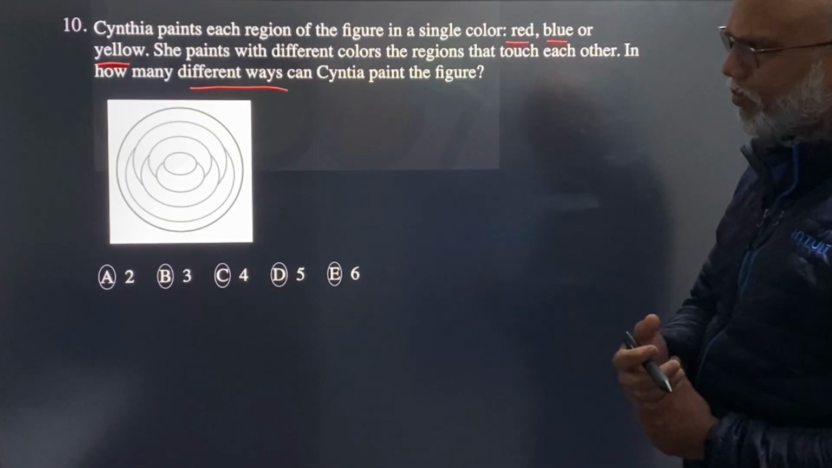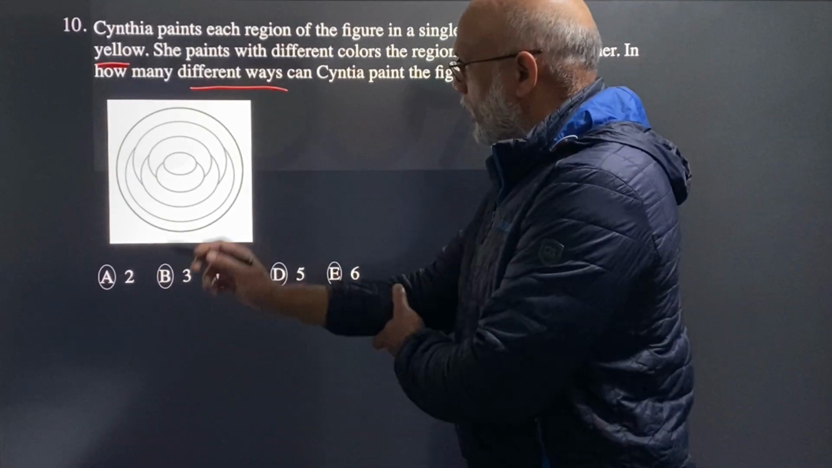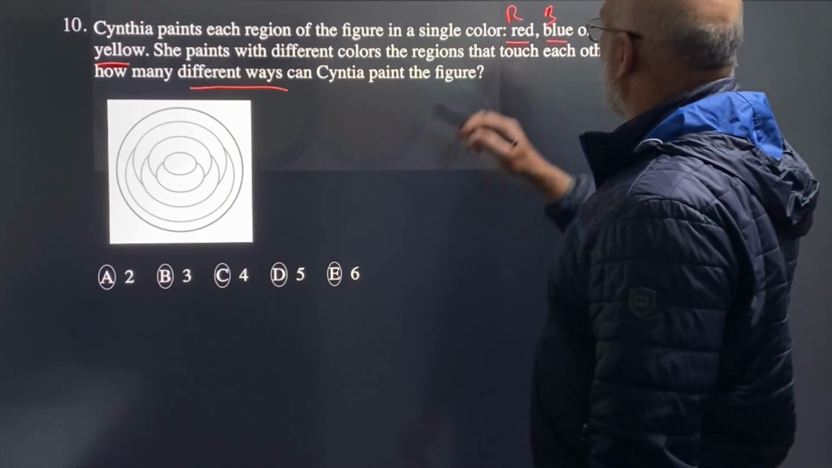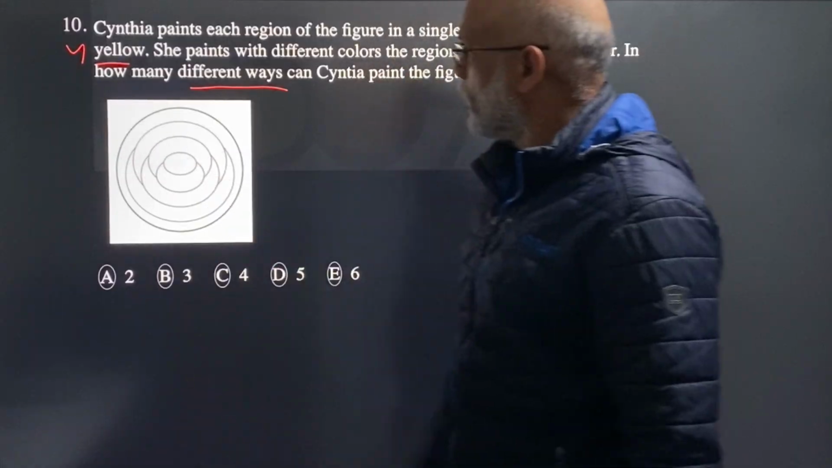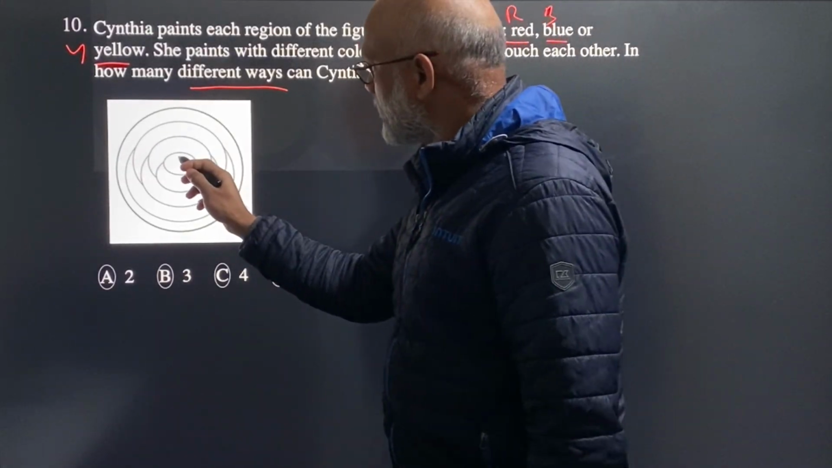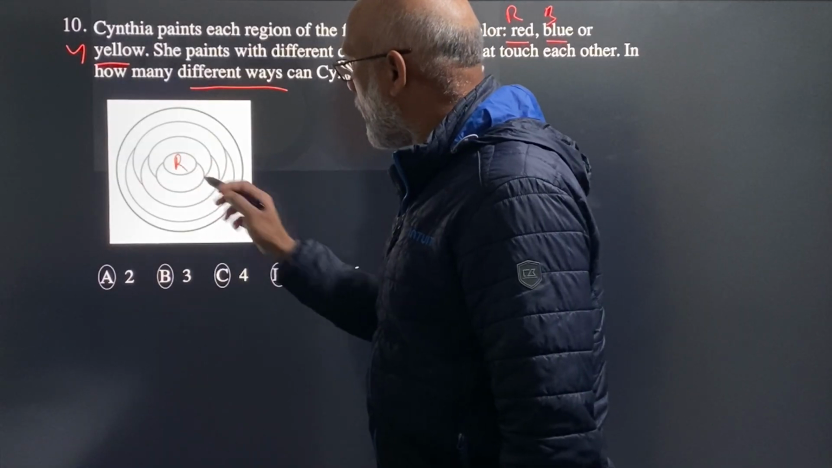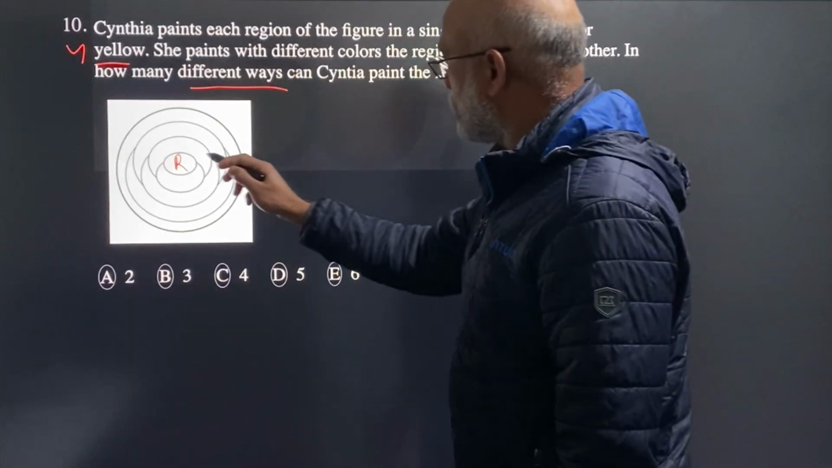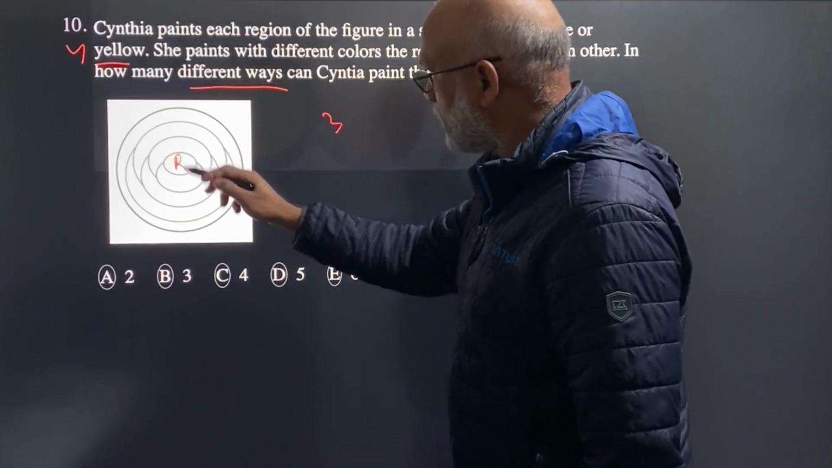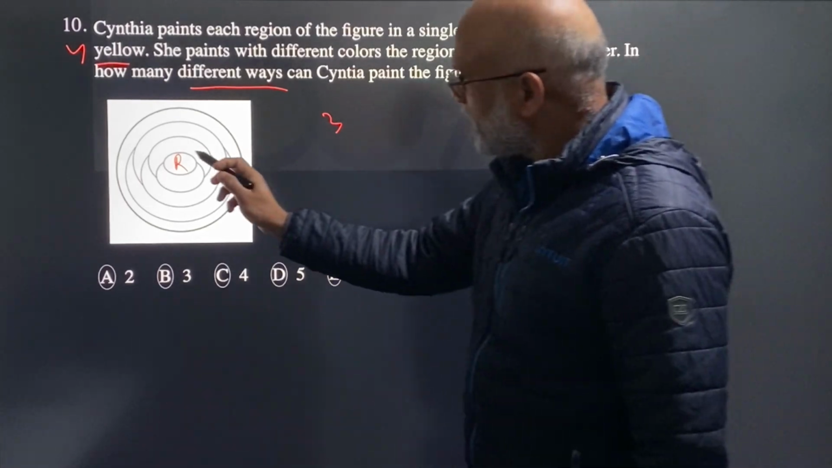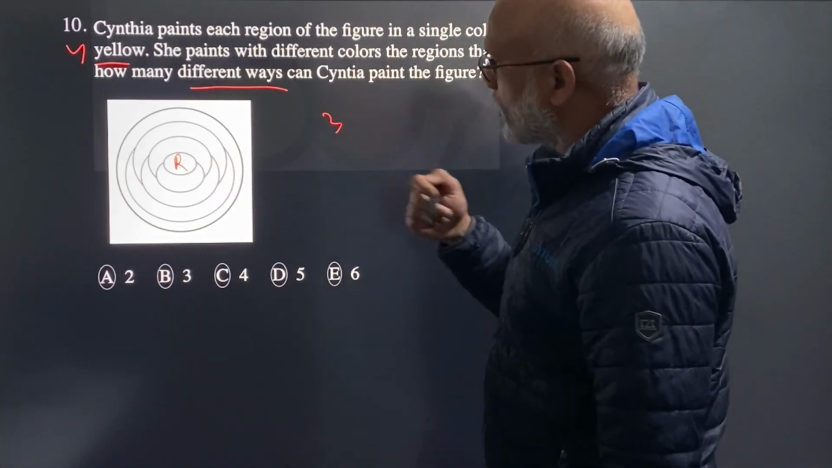Alright, so we can just try. Let me use R for red, B for blue and Y for yellow. So let's start from the center. Let me start with R for red. It can be red, blue or yellow. So this can be 3 different ways, but I'm just starting with any one. Once I choose this, I have 2 other colors left.